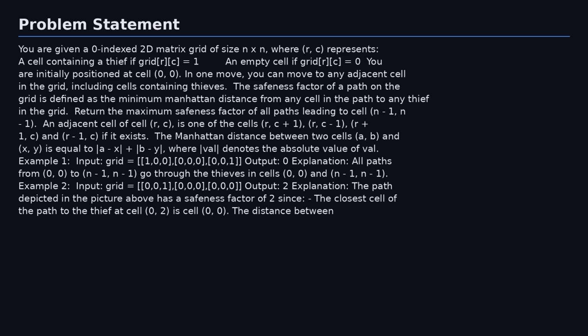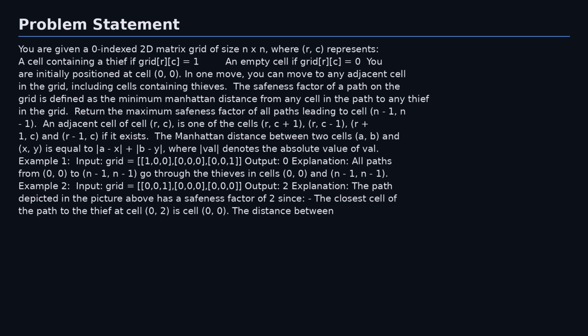The problem presents us with a grid, where some cells contain thieves, represented by the value 1, and empty cells, represented by the value 0. Our goal is to find the maximum safeness factor, which is the minimum Manhattan distance to the nearest thief for all cells along the path from the top left cell to the bottom right cell. The Manhattan distance, also known as the L1 distance, is the sum of the absolute differences in the x and y coordinates between 2 points.